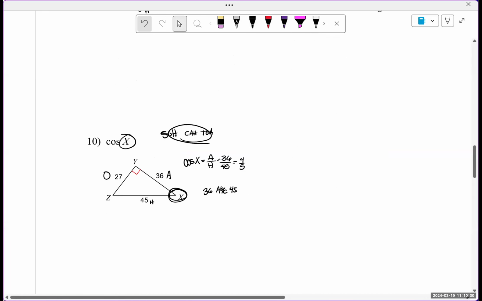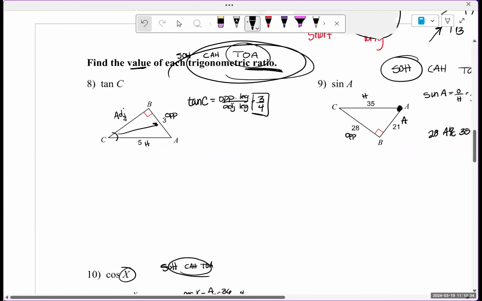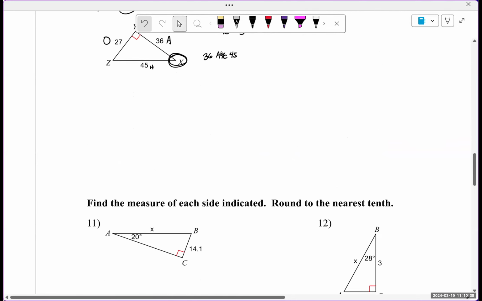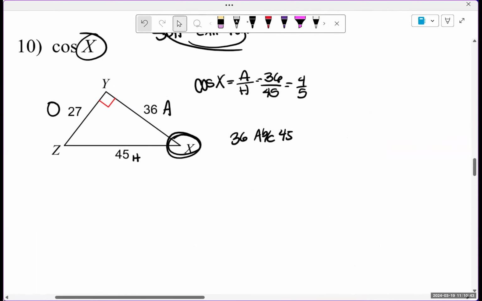All right. So the direction said, write the ratio. What if it looked like this?